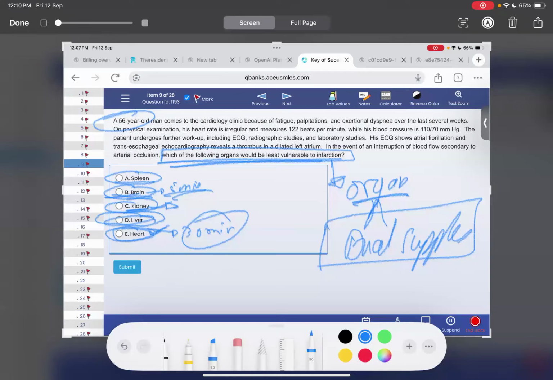Spleen is a single artery supply, and whenever we block this, it will also lead to infarction. It is the splenic artery, an end artery. So, can you tell me, splenic artery is a branch of? Celiac trunk. Celiac trunk.